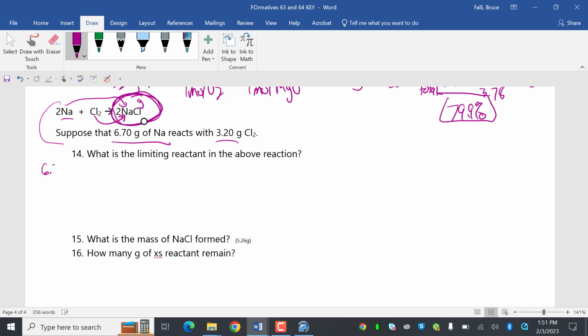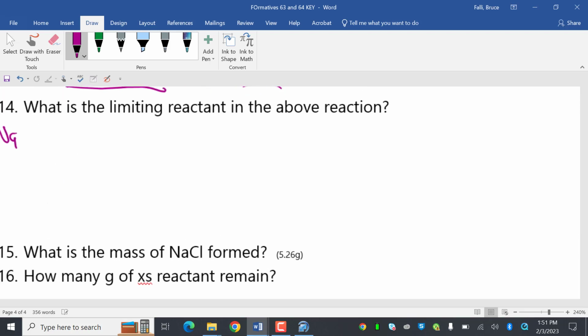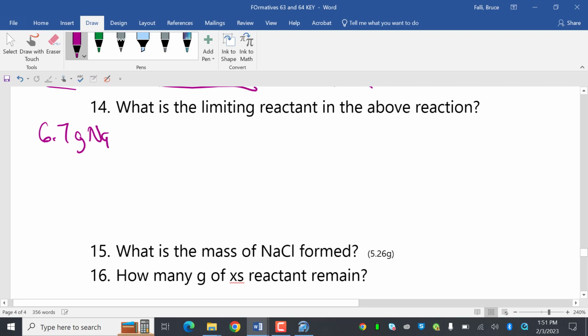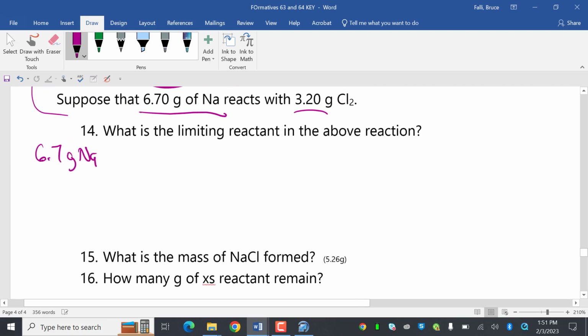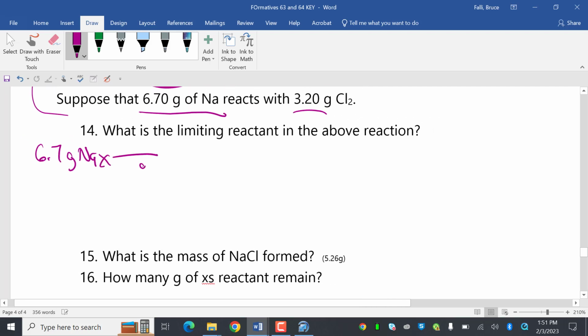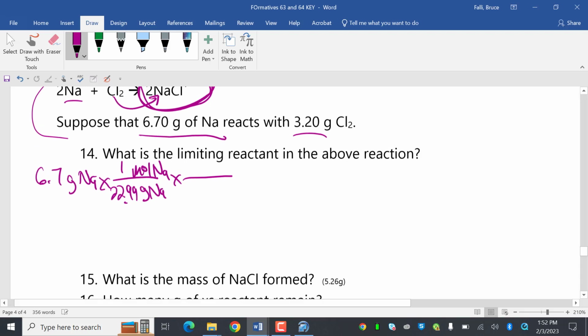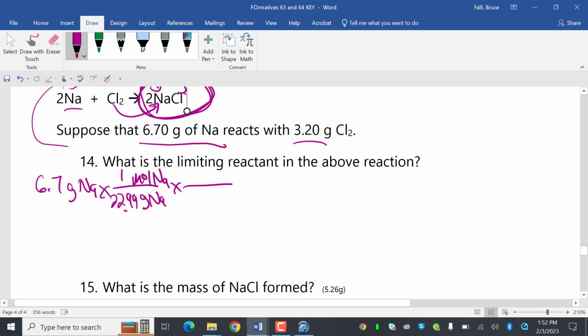So 6.7 grams of Na, make this bigger. Times dividing bar. I hate grams of Na, and I'm going into moles of Na. I always go through moles. Times dividing bar. Now, my goal is to get to grams of NaCl. So moles of Na on the bottom. I can't go right into grams of NaCl. I first have to go into moles.